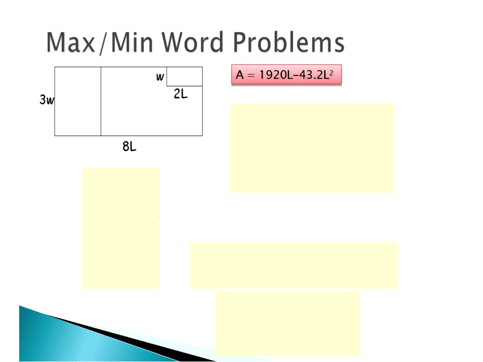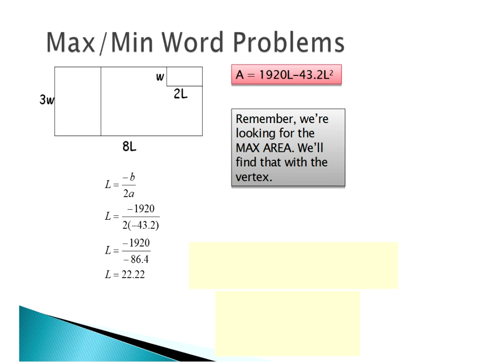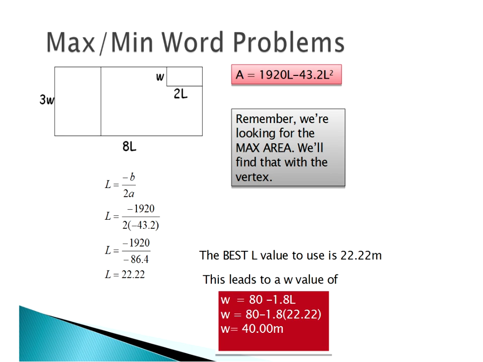So now I'm going to find the maximum area, or the dimensions here. So I'm going to use the vertex equation. L equals minus b over 2a. Plug it in to that. Solve for that. And so this is the best L value. And I need the W value. And the W value is 40. So the dimensions here would be 120 and then whatever 8 times 22.22 is. Okay, that would be the dimensions of the largest area possible.